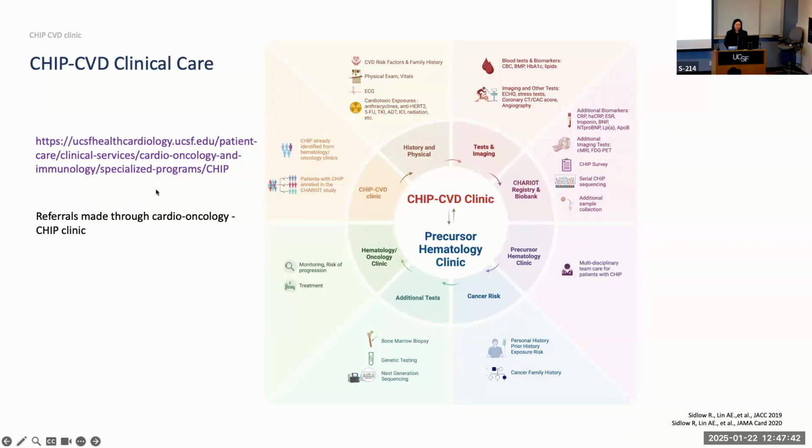This is a website link for our UCSF CHIP clinic that provides both providers and patients with a background on what is CHIP and some of the focus of our CHIP cardiovascular clinic. And referrals can be made through our cardio-oncology Apex site with a CHIP clinic referral button to make it easier for everyone. And then again, hopefully we'll have up and running our research study to sequence CHIP patients in our cardiovascular disease clinic soon. So I will end off there.